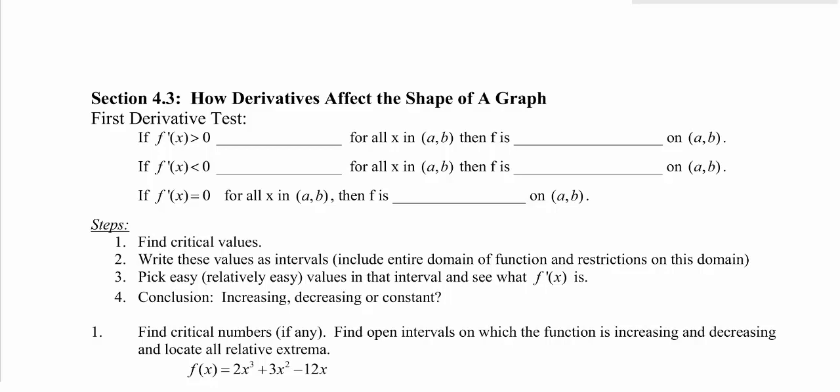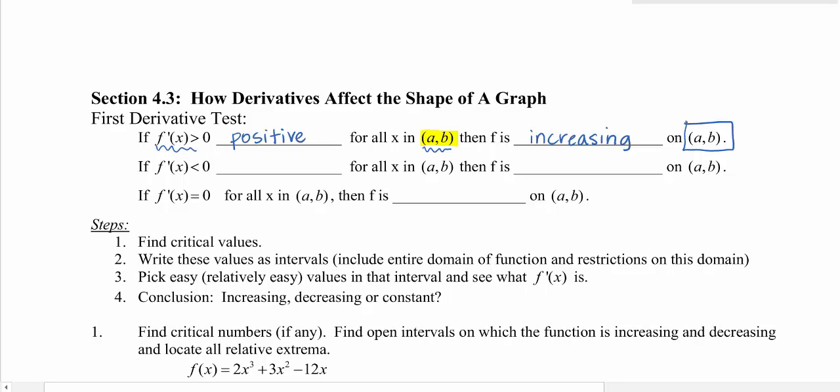So this first derivative test right here is: if f prime of x is greater than 0, which for us means f prime of x is positive, for all x in the open interval (a, b), and that open interval is somewhat important to note, then we say f is increasing on the open interval a to b.